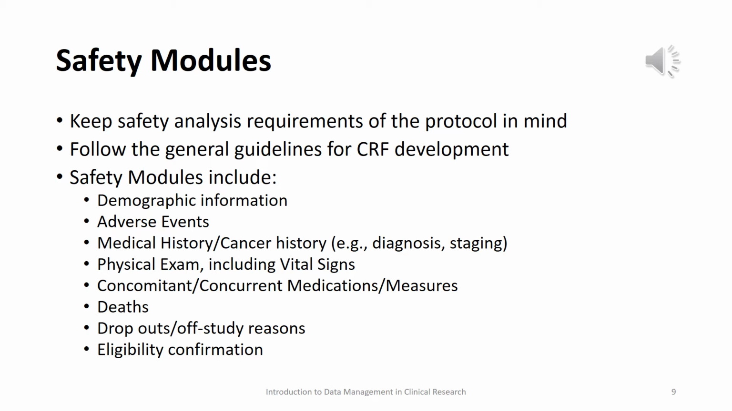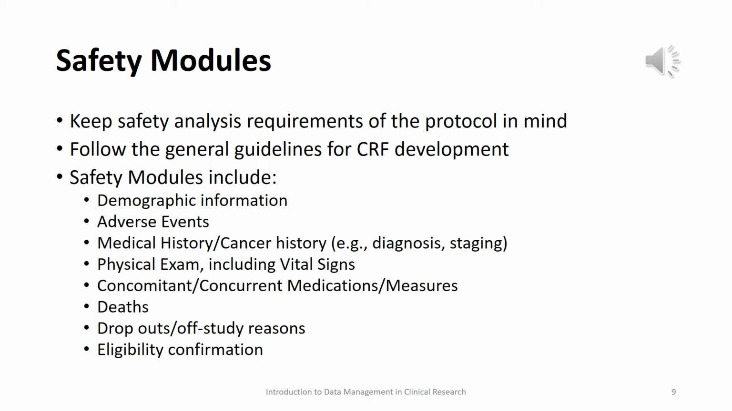We'll also have a physical exam that they'll undergo. That'll include vital signs. It'll include an examination of their body. We'll also collect concomitant or concurrent medications, and this could also include medical procedures that they experience or they have during the course of a trial. Safety modules also include death. In case a patient dies, there's going to be a page that collects information related to the death.